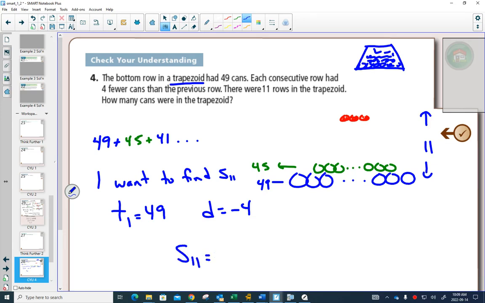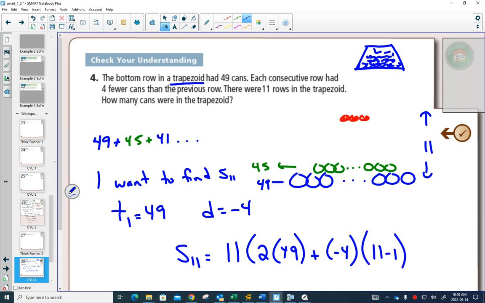S11 is going to equal N, which is 11, over 2, times 2 times term 1, which is 49. And when I plug in numbers, I often put them in brackets like that. So 2 times term 1 plus D, which is a negative 4. Often when I plug in negative numbers, I for sure put them in brackets. And then it was N minus 1, which is 11 minus 1, all divided by 2.